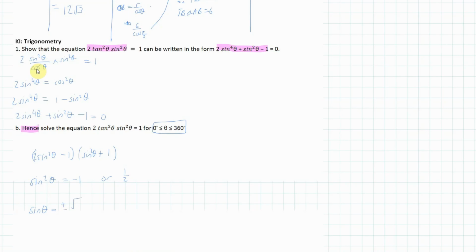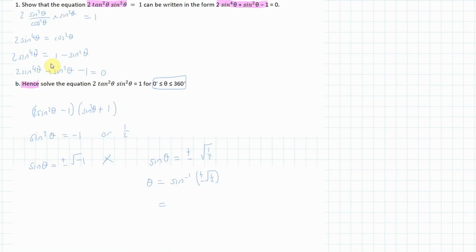Plus or minus the square root of minus 1, but there's no real solution to that, so we can ignore that one. And sine theta equals plus or minus the square root of 1/2, square root 1/2, 45. And I guess if we're thinking about our graph here, we've got one here, we should have one here.